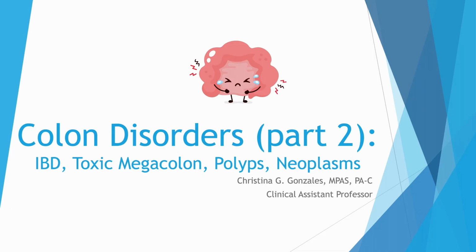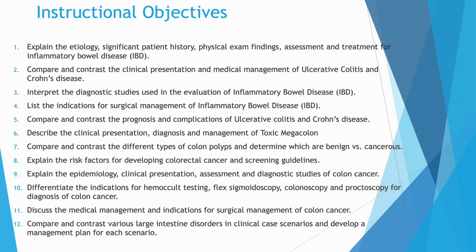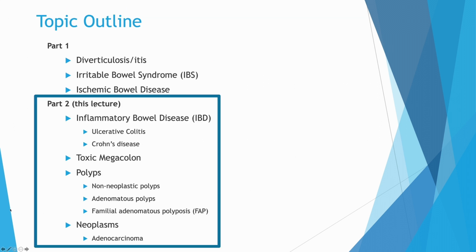Alright, so today's lecture is going to be over the second part of colon disorders. If you're watching this, you should have already watched colon disorders part 1, which included irritable bowel syndrome, diverticulitis and diverticulosis, and acute mesenteric ischemia or ischemic bowel disease. In this lecture, we have our instructional objectives, and we're going to be covering inflammatory bowel disease, which is different than irritable bowel syndrome. We're also going to be covering toxic megacolon, polyps, and neoplasms.